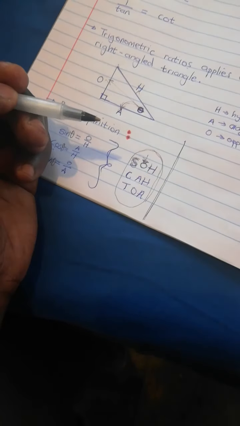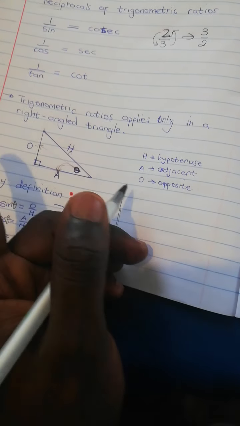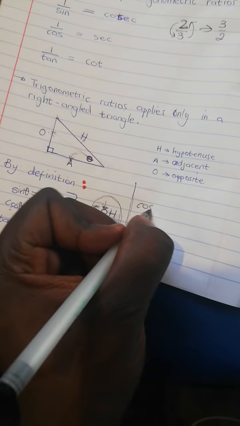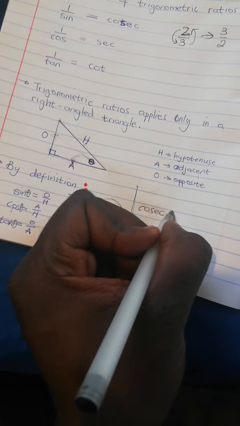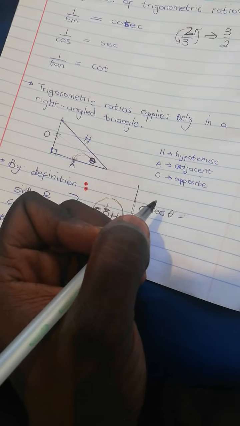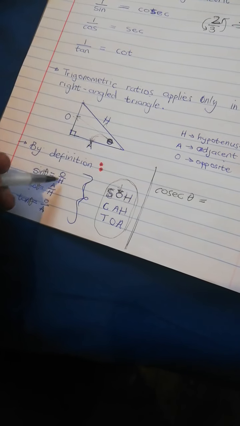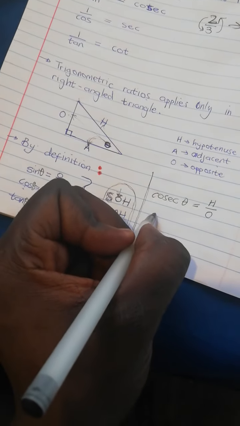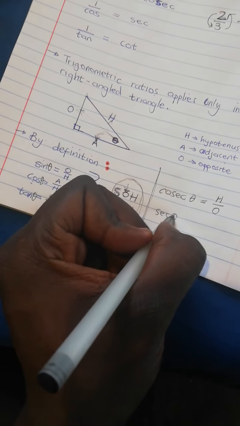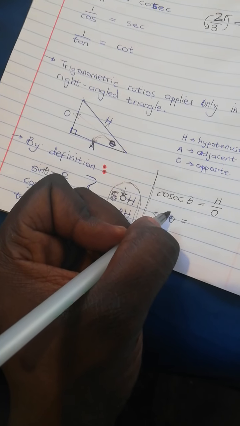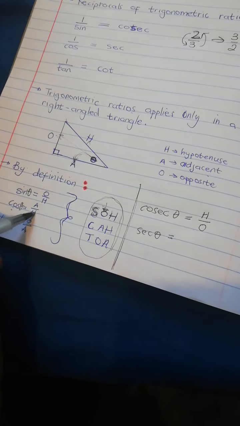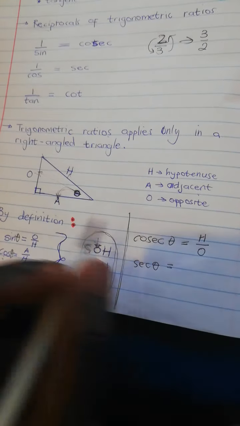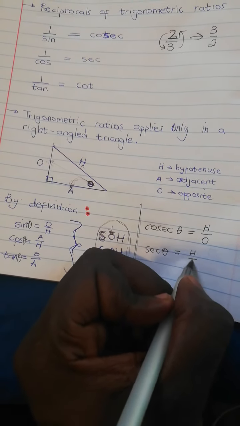Let me explain further how you would express the reciprocals in the form of a fraction. For example, for cosec, since cosec is 1 over sine, and sine is opposite over hypotenuse, cosec theta will be hypotenuse over the opposite. And then for sec theta, sec is the reciprocal of cos, and cos is adjacent over hypotenuse, so sec theta would be hypotenuse over adjacent.